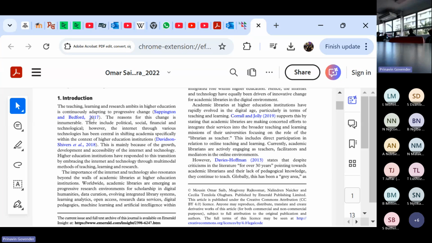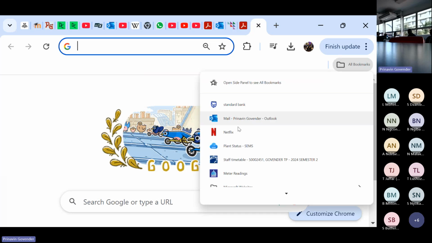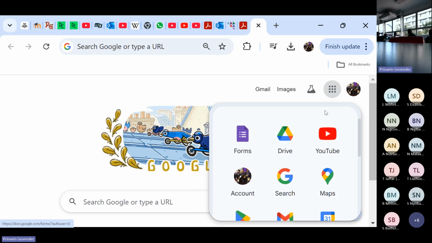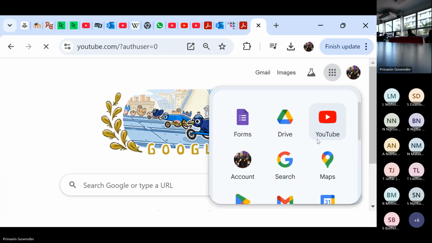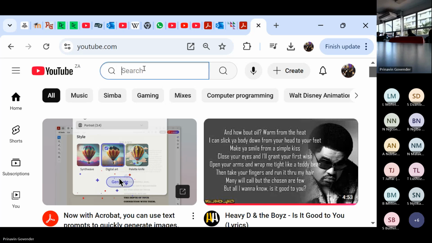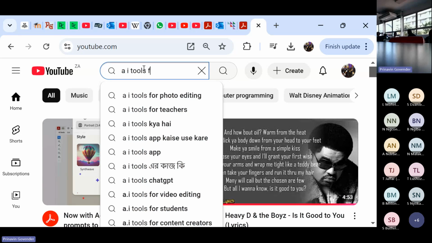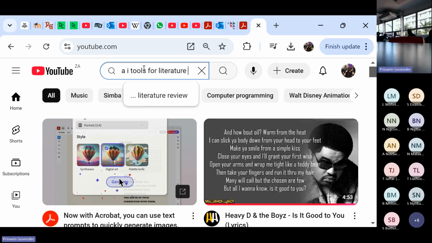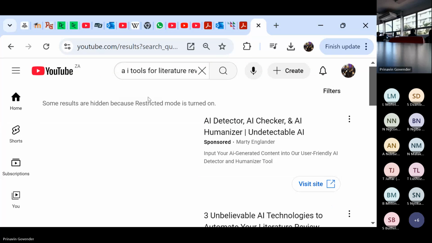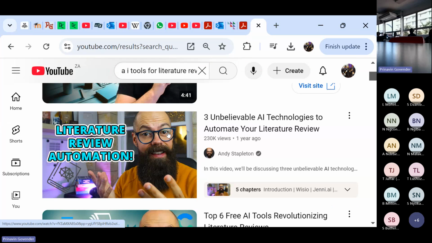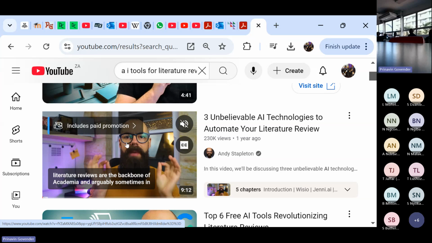Right. Now, there are AI tools to help us to do a literature review, right? So you go to Google, and I like this guy. Let me see this guy here. So, AI tools for literature review. Let me see if it comes out. There's a guy with a big beard. AI tools. There he is. I like this guy here, right? I watched this one here.